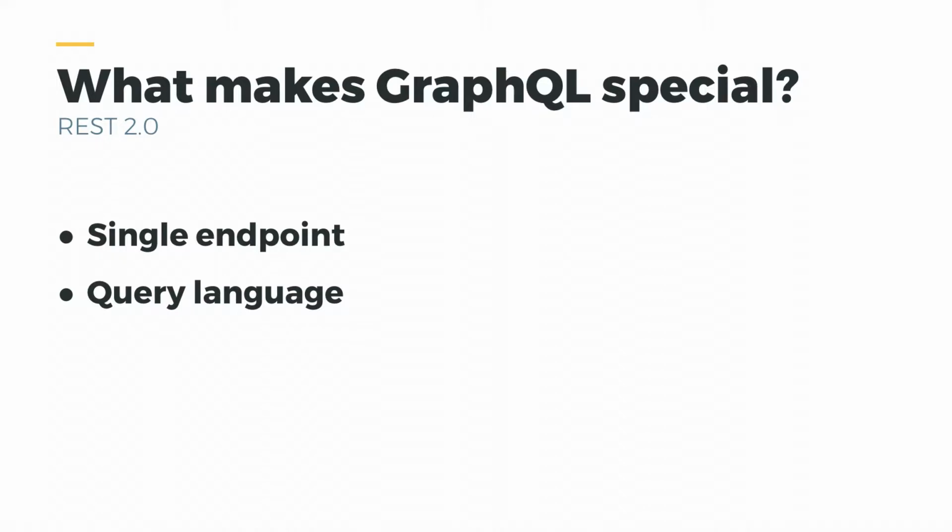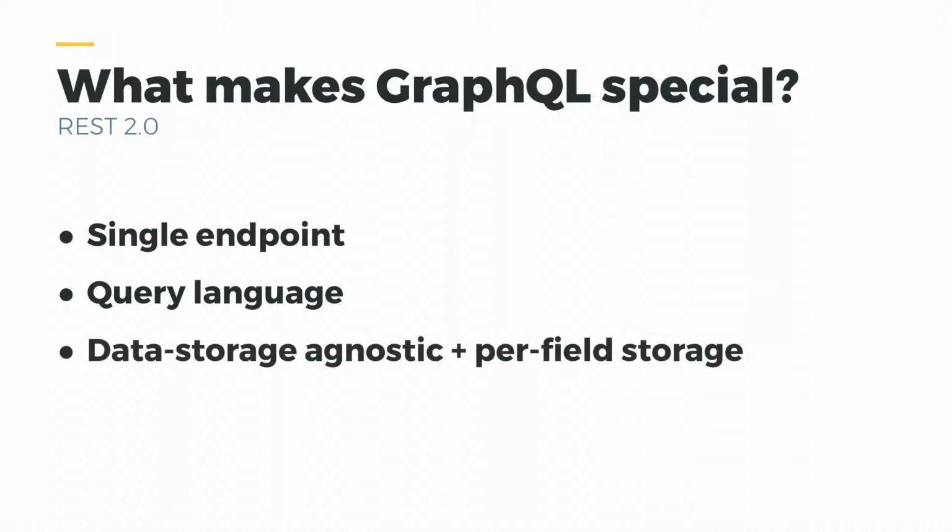The last thing that makes GraphQL way different than an endpoint is this very wonky thing, which is data storage agnostic and per field storage. This is super technical, and it's not obvious at all why this makes GraphQL so different. So I want to go through a couple more slides to actually give you examples so you understand what makes this a game changer. Let's jump right into it.